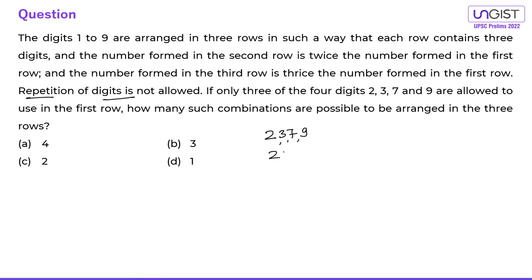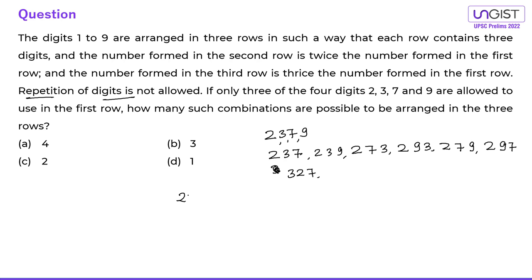So how many choices do we have? We have 237, 239, 273, 293, and then 279, and 297. So these numbers we can use in the first row. And one more number we can use, like 327. Right, 327 we can also use. So guys, here I have checked by writing all the numbers.